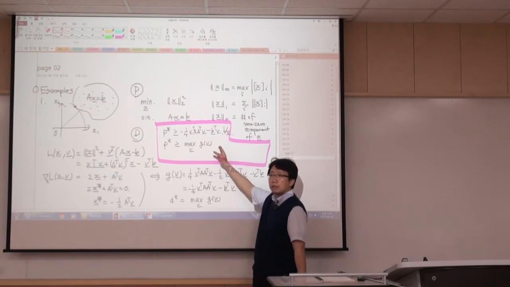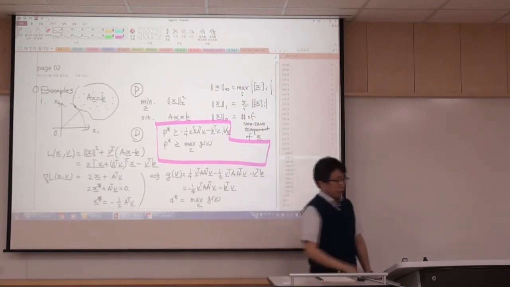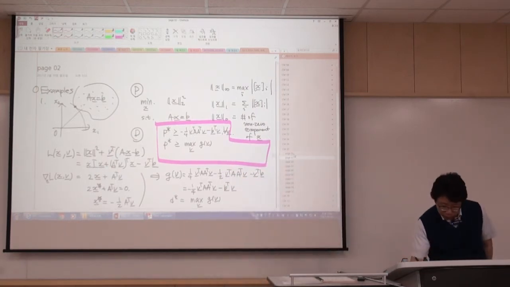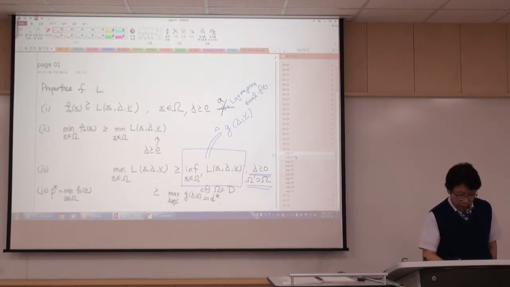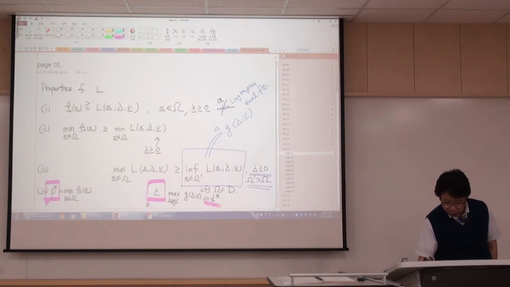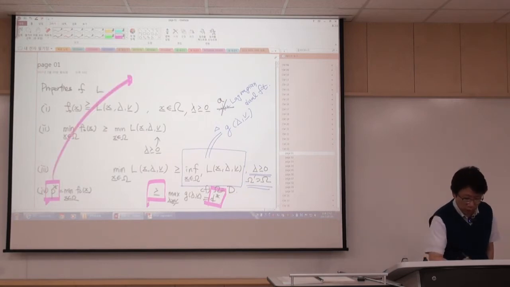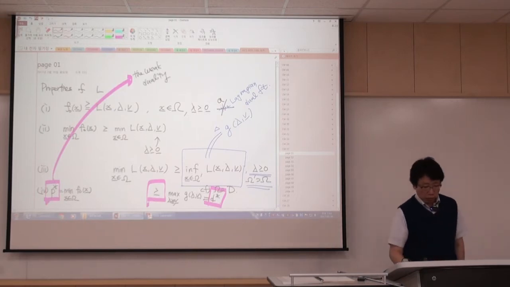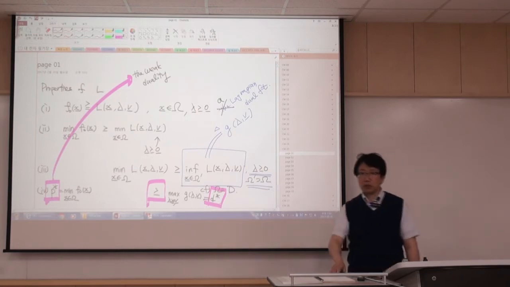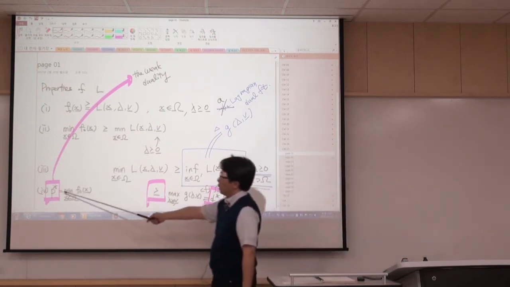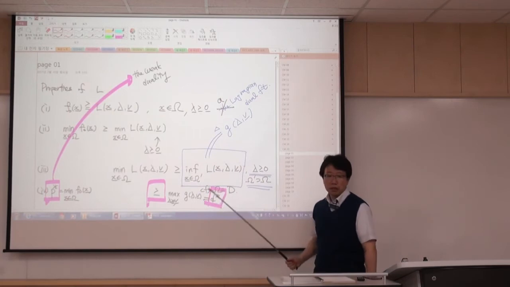Got it? By the way, one of the properties, P star is greater than or equal to D star, is called what? The weak duality. Okay? So this is called the weak duality. Sometimes the so-called strong duality holds. What does that mean? In that case, P star equals D star.